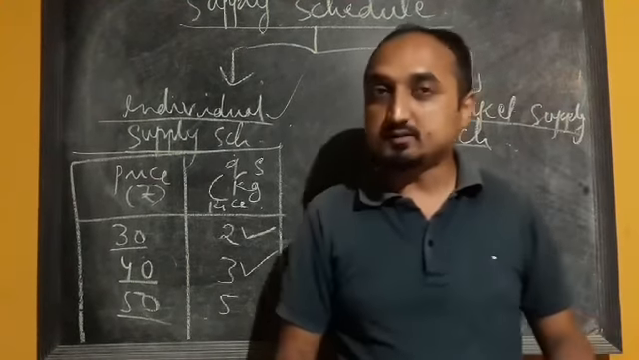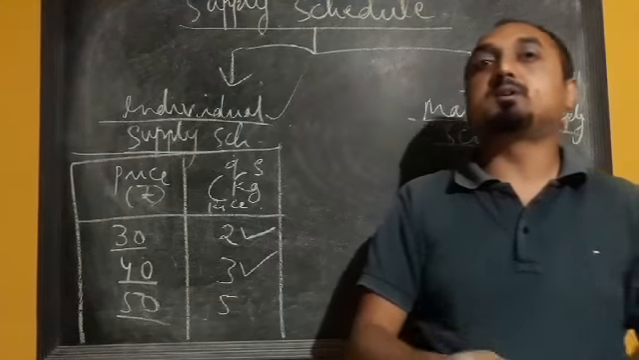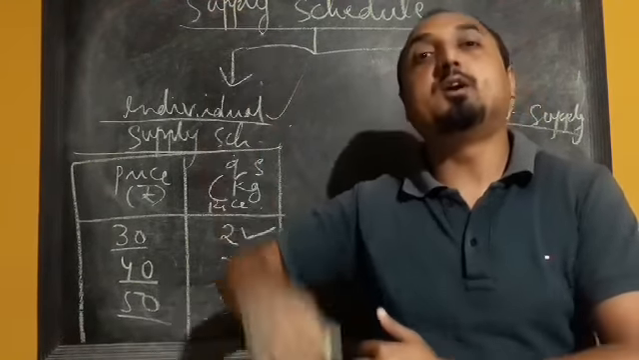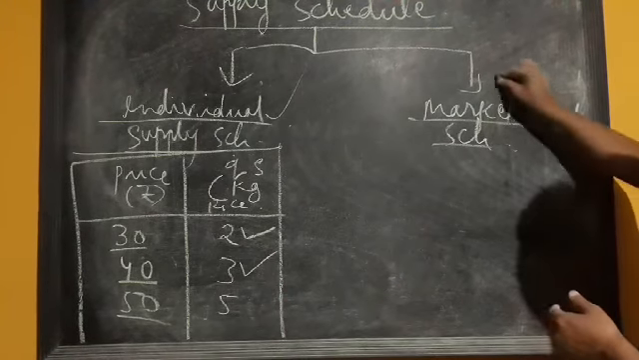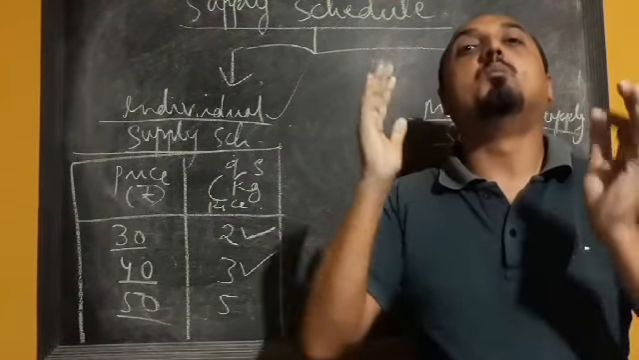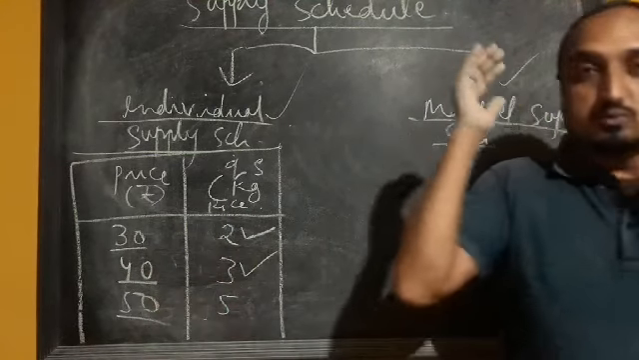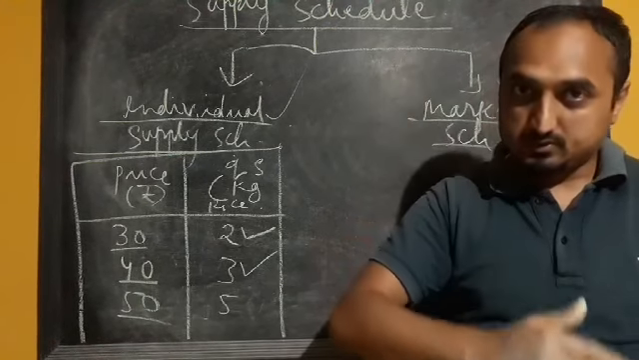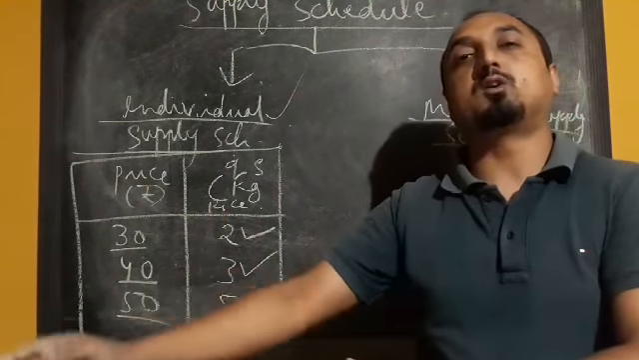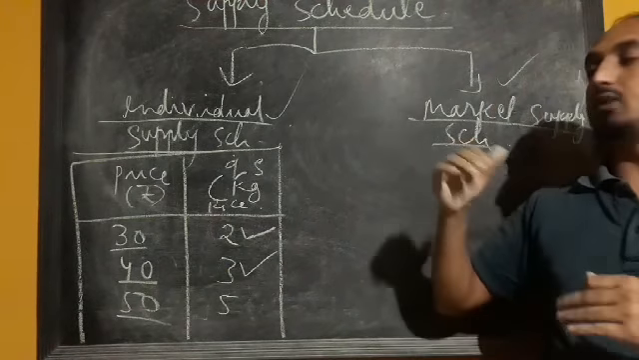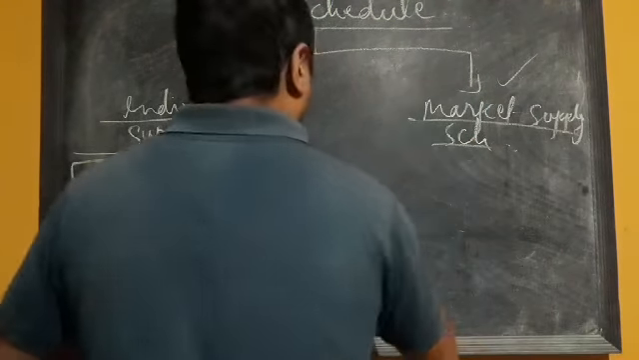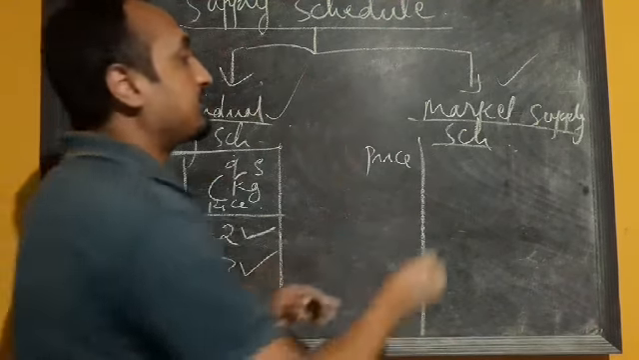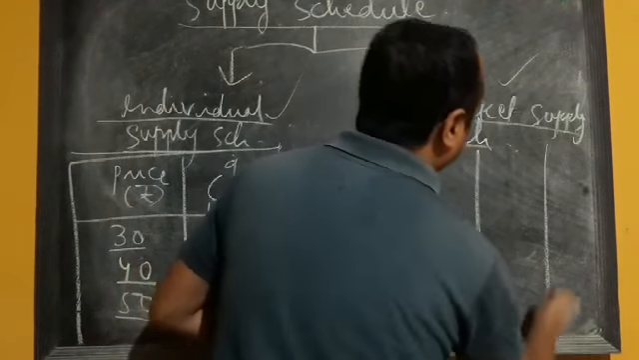Now I will explain the market supply schedule. A market supply schedule is also a tabular representation of the various quantities being supplied by many producers. In the case of market supply, the producers will be more in number. So here the various quantities are supplied by different producers at different prices during a particular period of time. I will explain this also with one example. Market supply schedule is also a tabular representation.